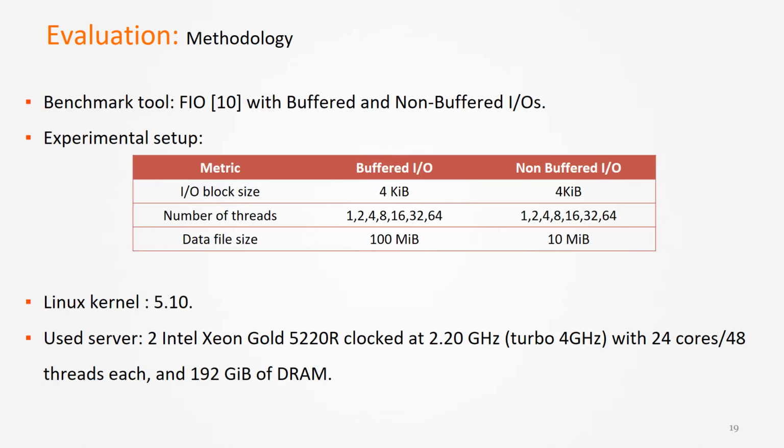For the evaluation, we use FIO as the benchmark application with buffered and non-buffered IOs. For non-buffered IOs, the IO operation bypasses the page cache and accesses the storage device directly through the use of the O_DIRECT open flag. For the experiment setup, we varied the number of used FIO threads from 1 to 64. In this experiment, we used a recent Linux version, 5.10.